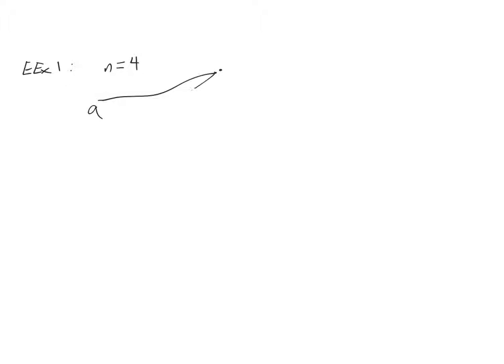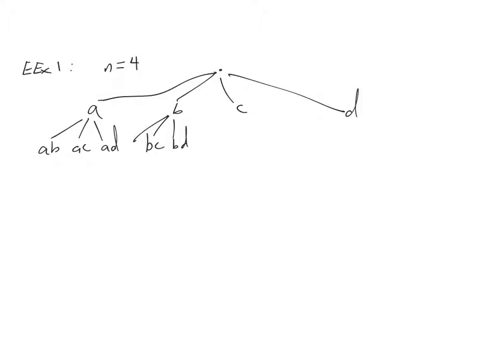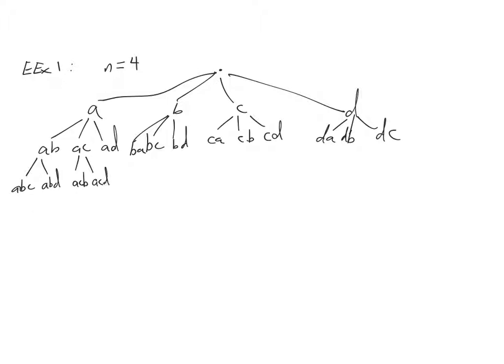So here we have A, B, C, D. Then we'll have AB, AC, AD, BC, BD. Whoops, BA. Forgot what I was doing. CA, CB, CD, and then it's DA, DB, DC. And then here we get ABC, ABD, ACB, ACD, and so on.